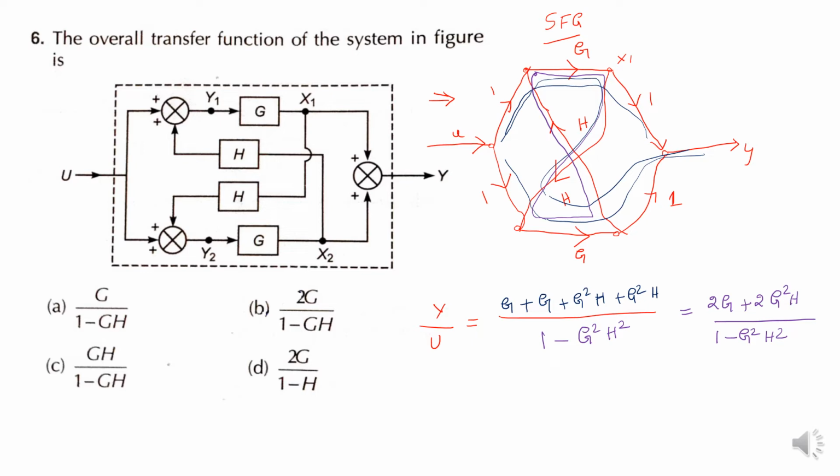I'm going to reduce this equation. So how to reduce this? So 2 into G, here 1 plus GH, divided by 1 minus G square H square, the formula A square minus B square I have to apply. So 1 minus GH the whole square, that is 1 minus GH into 1 plus GH. Both the 1 plus GH get cancelled. We get the answer 2G divided by 1 minus GH. Option B is the correct answer.